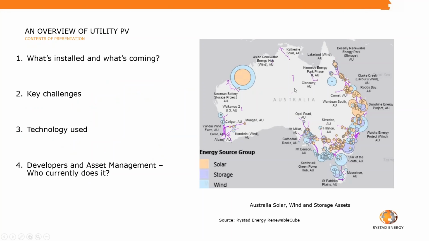So today I'm just going to give you a very brief overview of what's installed in the Australian market in the utility PV space and what's coming. I'll highlight some of the key challenges of the Australian market. We'll then delve a little deeper into what kind of technology is being used in utility PV in Australia, and then go into some of the stakeholders, the developers and the asset managers, to lead into Bay's presentation.